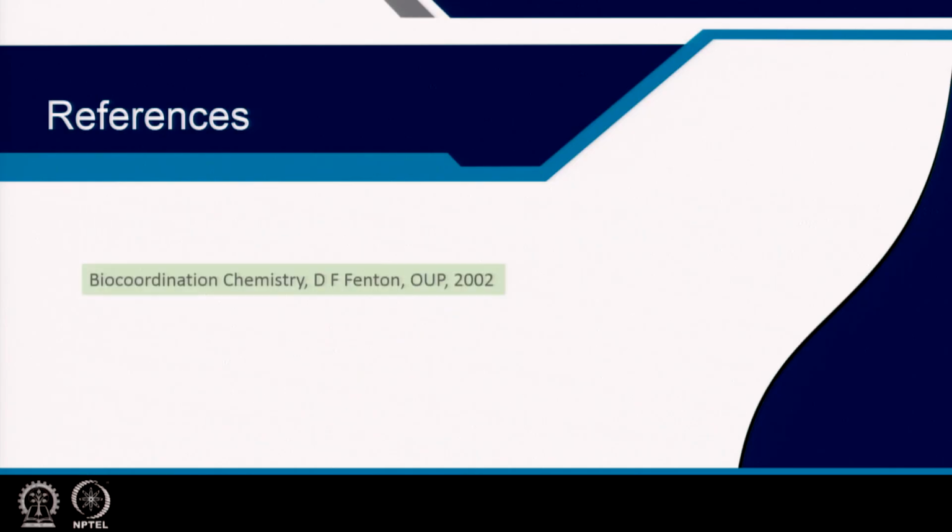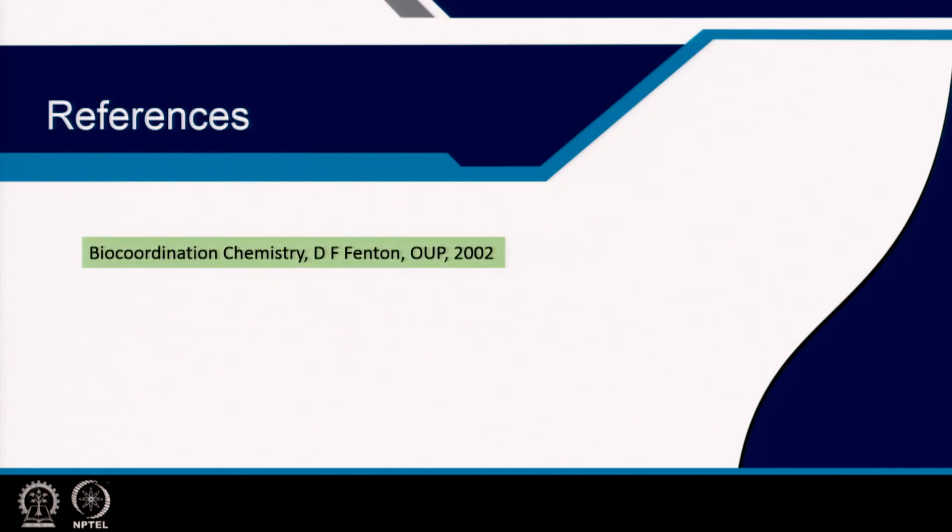Okay. So, for references, you can have Biocoordination Chemistry by D. Fenton of Oxford University Press, the last published edition we are considering being 2002.